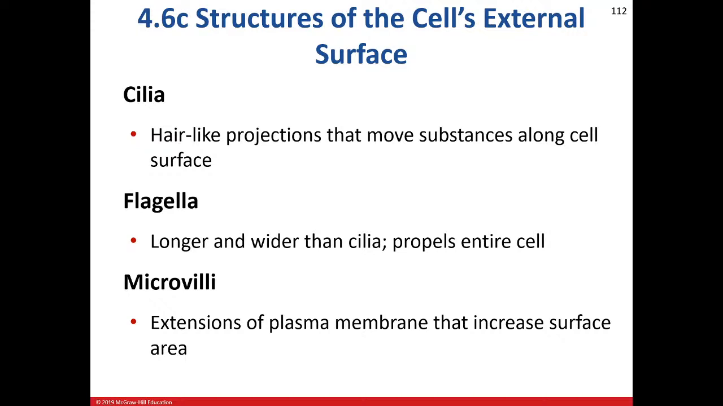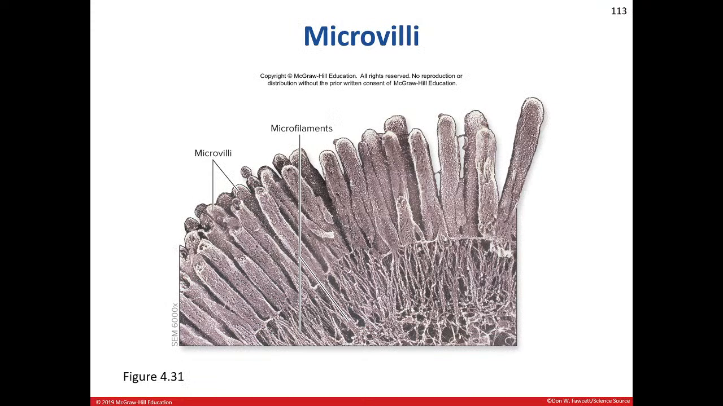The microvilli. These are extensions of the plasma membrane that increase the surface area. You're going to find microvilli on the surface of cells in the small intestine because, again, the small intestine's job is to absorb nutrients, and we need to have as much surface area as possible in order to absorb all of the nutrients we bring in. All right, here you can see some microvilli. Those are tiny little projections on the top of these cells. Below that, you can actually see some of those microfilaments holding everything in place.